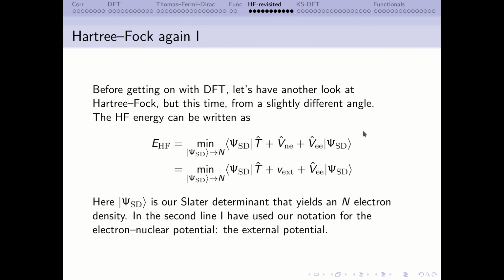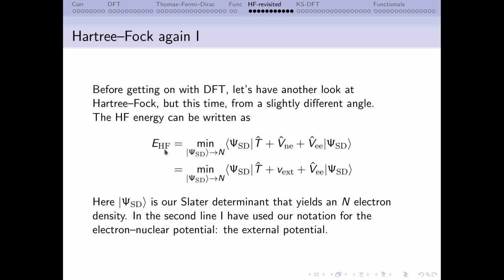Okay. Now, before going to density functional theory, I want to show you how Hartree-Fock theory, which is what we've been working on for some weeks now, can be cast as a density functional theory. And now here's how it can be done.